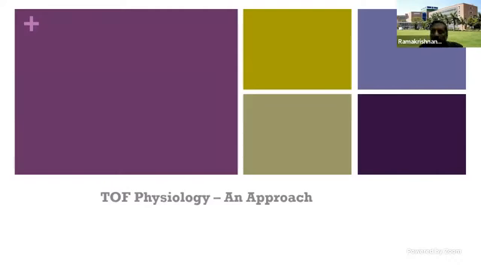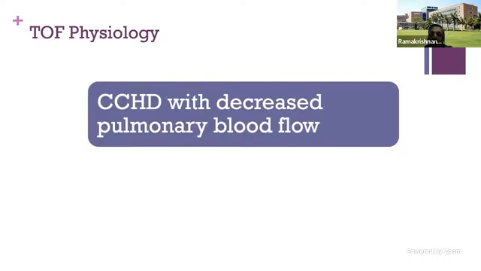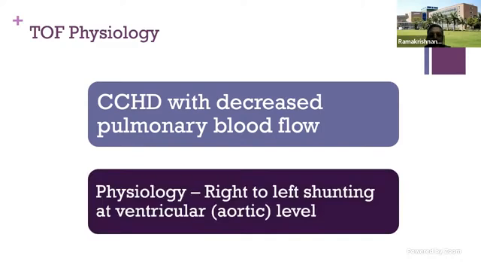So now we go to the most common condition that we are likely to encounter, that is TOF physiology. How do you approach a TOF physiology? So what is TOF physiology? The characteristic feature of any TOF-like condition is an unrestricted VSD and pulmonary stenosis, and that causes central cyanosis. So they are grouped under CCHD with decreased pulmonary blood flow, and they have a physiology of right to left shunting at the ventricular or aortic level.